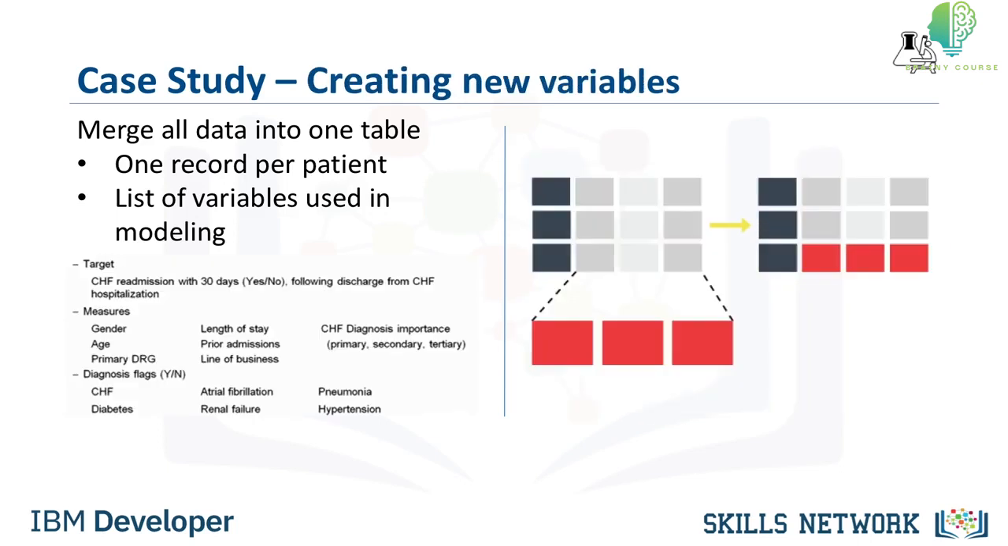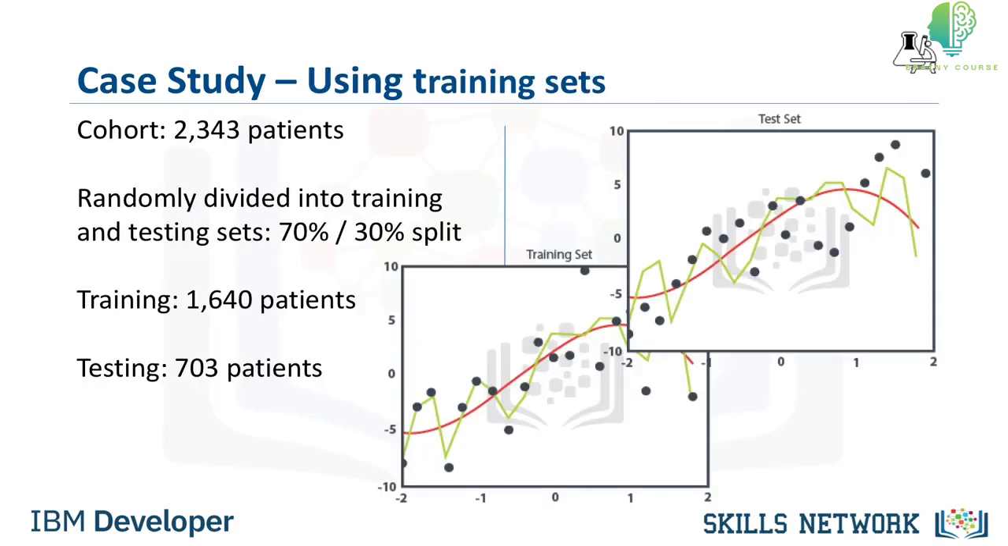Here is a list of the variables that were ultimately used in building the model. The dependent variable, or target, was congestive heart failure readmission within 30 days following discharge from a hospitalization for congestive heart failure, with an outcome of either yes or no. The data preparation stage resulted in a cohort of 2,343 patients meeting all of the criteria for the case study. The cohort was then split into training and testing sets for building and validating the model respectively. This ends the data preparation section of this course, in which we apply the key concepts to the case study. Thanks for watching.